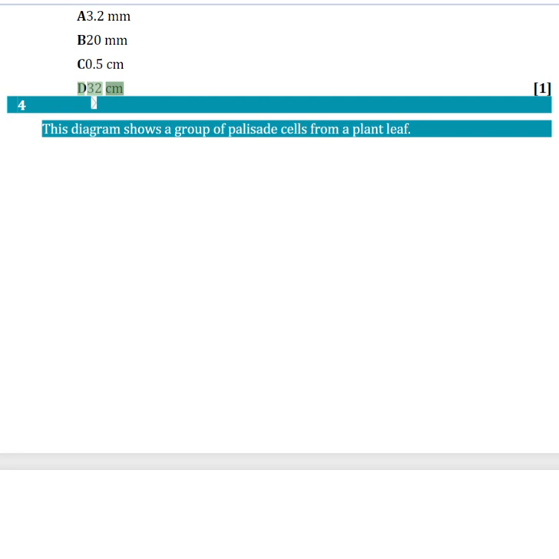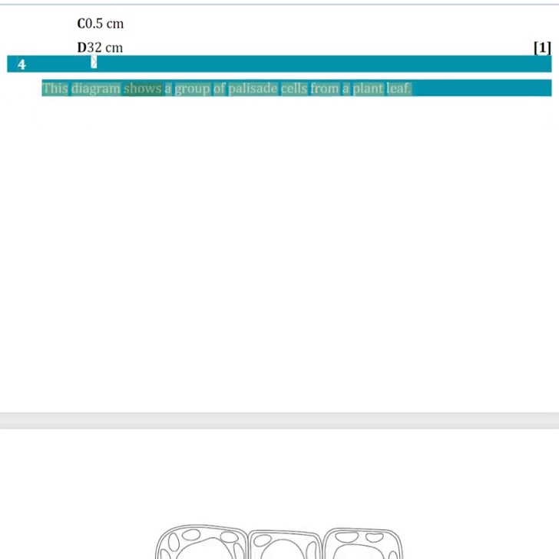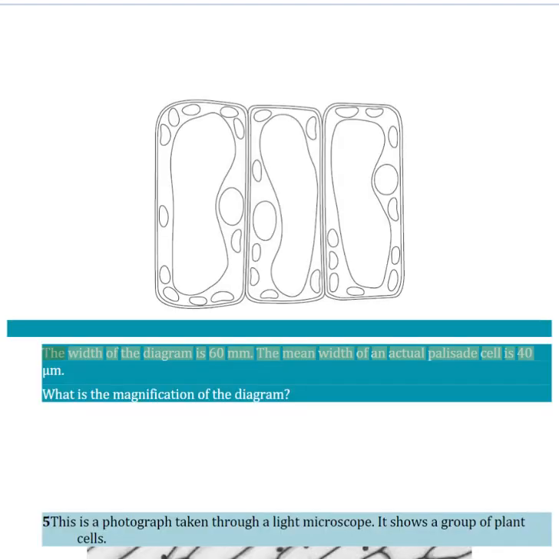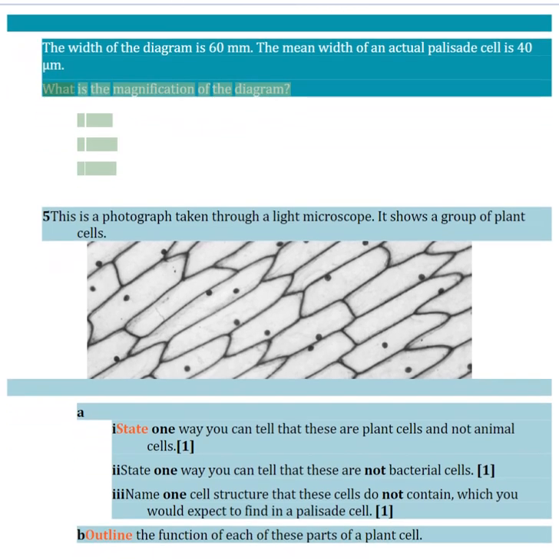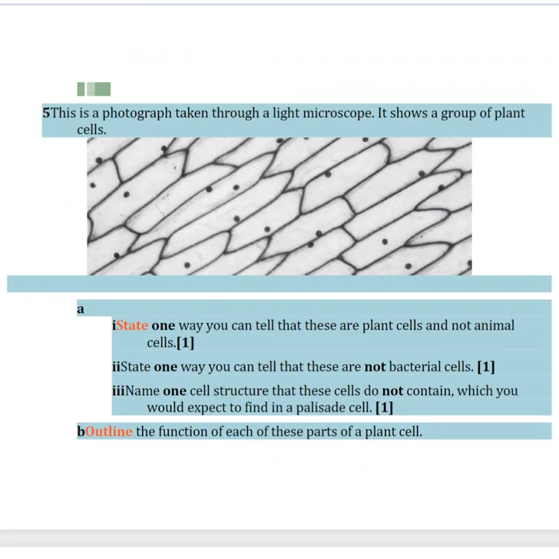D 32 cm. 4. This diagram shows a group of palisade cells from a plant leaf. The width of the diagram is 60 mm. The mean width of an actual palisade cell is 40 µm. What is the magnification of the diagram? A 1.5, B 500, C 667, D 50. 5. This is a photograph taken through a light microscope.